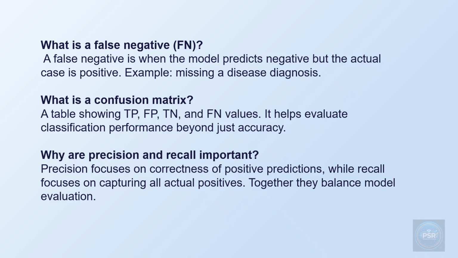What is a confusion matrix? A table showing TP, FP, TN, and FN values. It helps evaluate classification performance beyond just accuracy. Why are precision and recall important? Precision focuses on correctness of positive predictions, while recall focuses on capturing all actual positives. Together, they balance model evaluation.